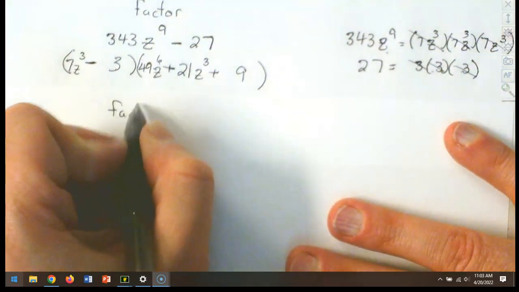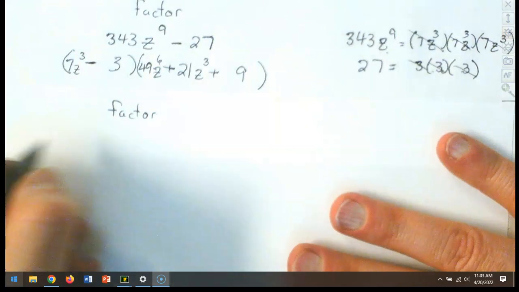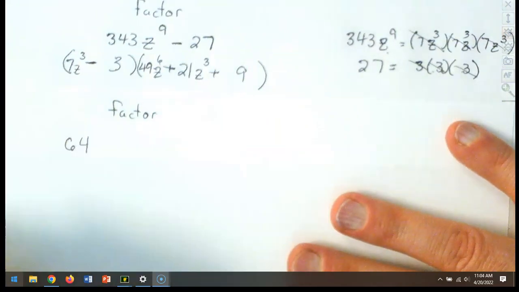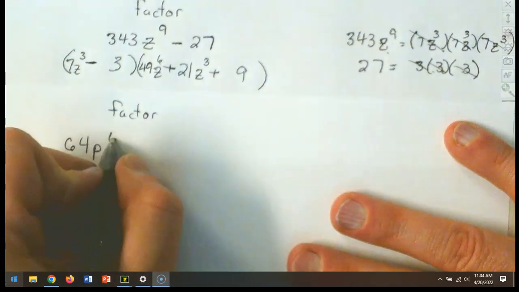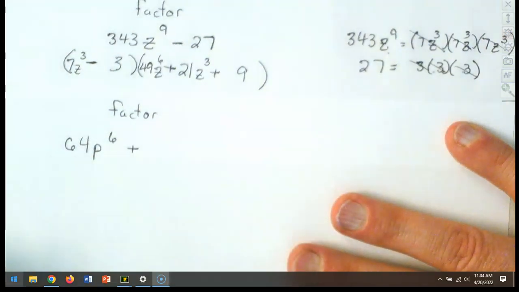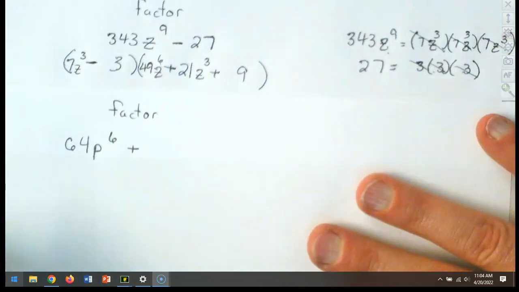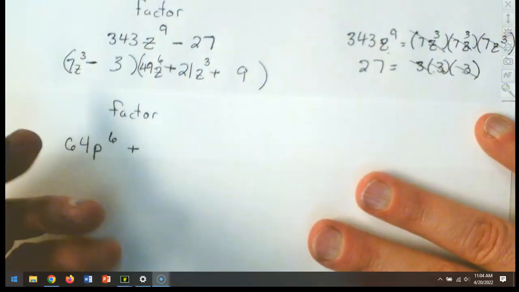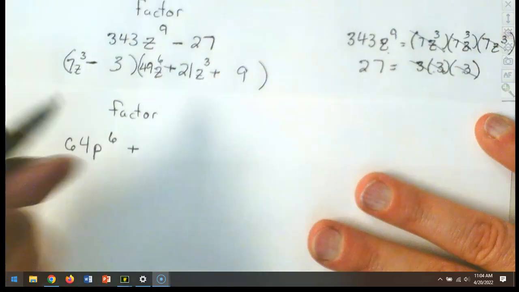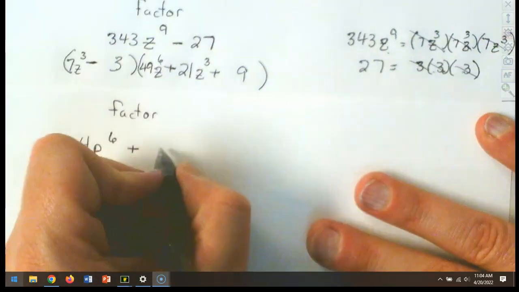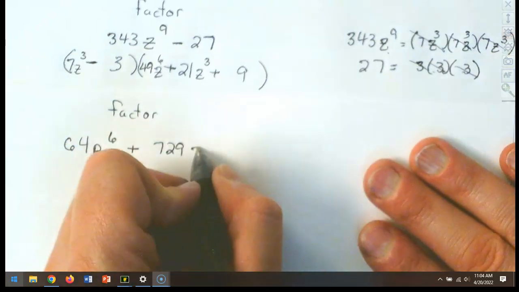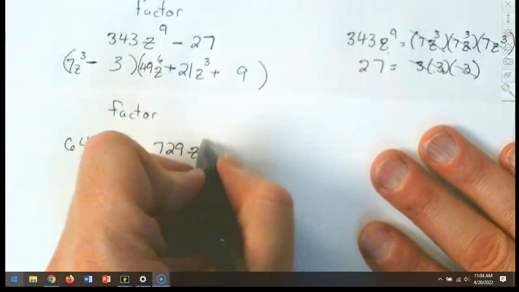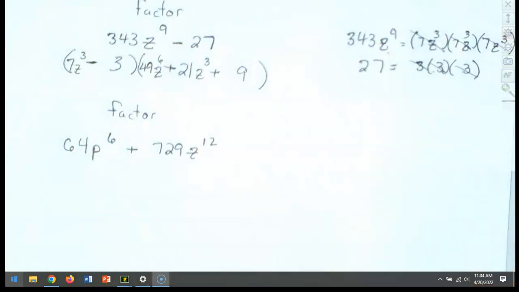Let's try another one. And let's try to factor out, how about 64 p to the 6th plus, how about 729, let's do 729 z to the 12th. Okay, so first off, let's check.